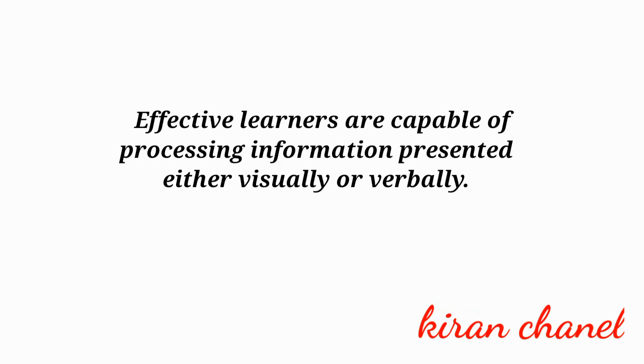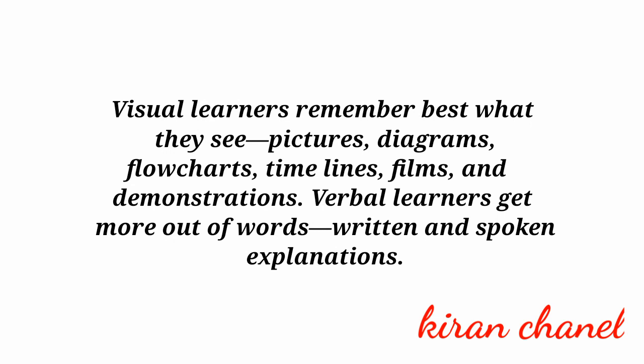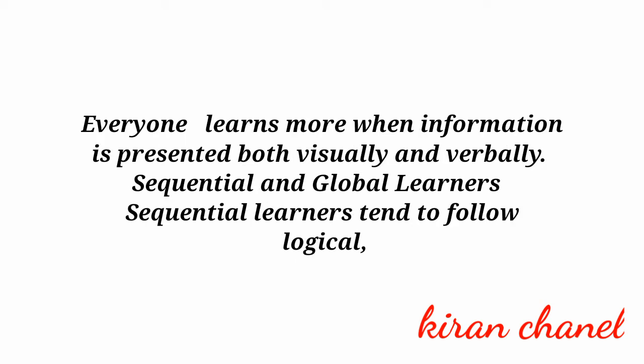Effectively, learners are capable of processing information presented either visually or verbally. Visual learners remember best what they see: pictures, diagrams, flow charts, timelines, films, and demonstrations. Verbal learners get more out of words, written and spoken. Explanation: everyone learns more when information is presented both visually and verbally.